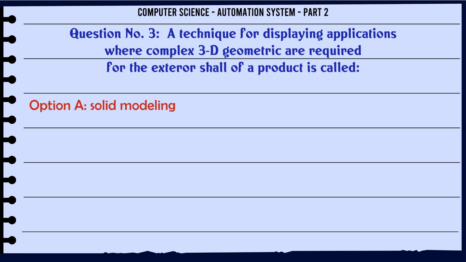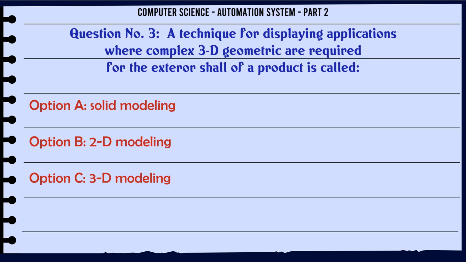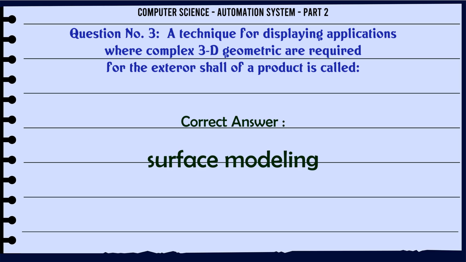A technique for displaying applications where complex 3D geometry is required for the exterior shell of a product is called A. Solid modeling, B. 2D modeling, C. 3D modeling, D. Surface modeling. The correct answer is surface modeling.